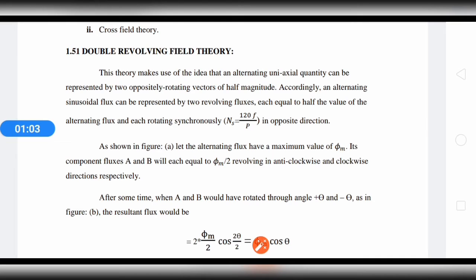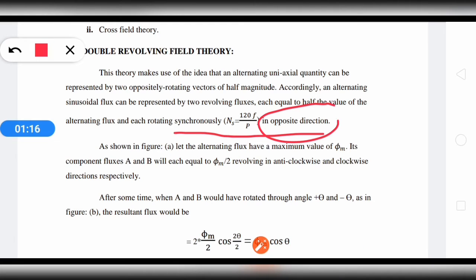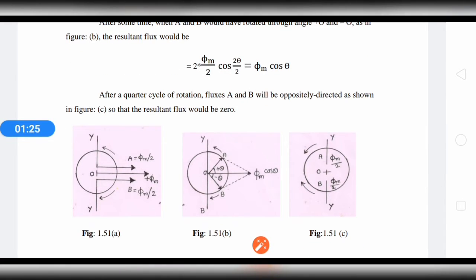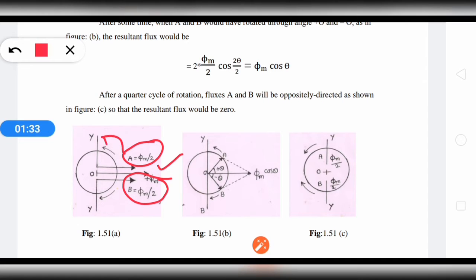Alternating sinusoidal flux can be represented by two revolving fluxes, each equal to half the value of the alternating flux, and these two fluxes are rotating in opposite directions with synchronous speed. As shown in figure A, there is a maximum flux which can be divided into two quantities A and B, and both are revolving in the opposite direction.